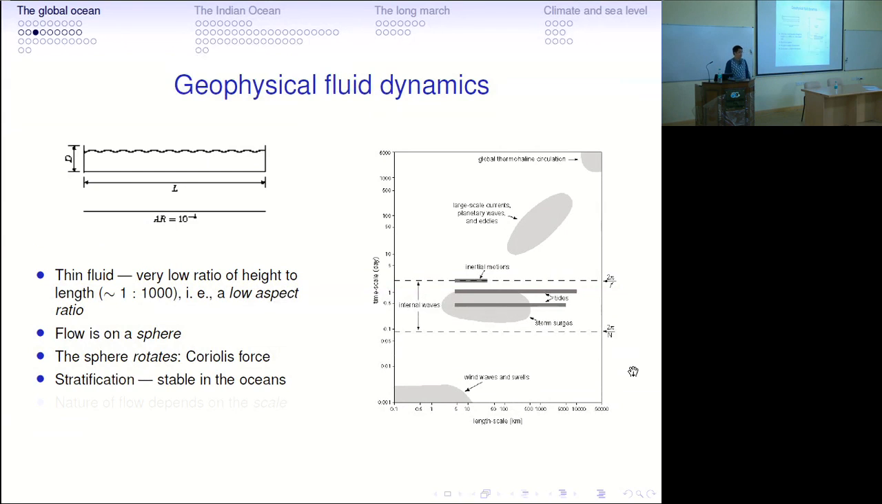There's also stratification. Now in oceanography, we are lucky that stratification is generally stable. In the atmosphere, the higher temperature is below, and when you heat from below, air rises and forms clouds. That's unstable stratification, and it can be extremely unpleasant to handle mathematically. In the oceans, we are lucky. Stratification is stable, you have lighter fluid overlying heavier fluid. But the nature of the flow depends on the scale.